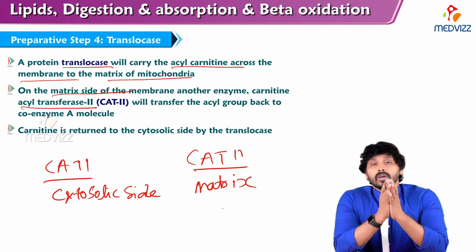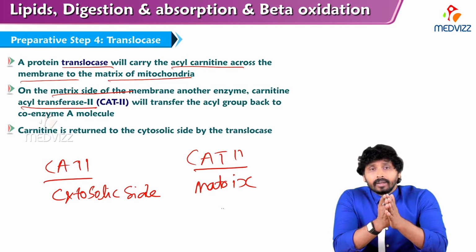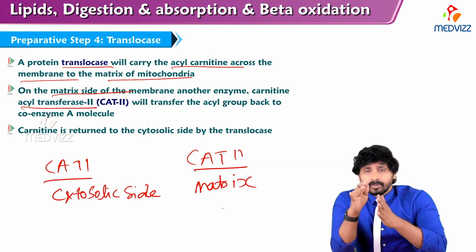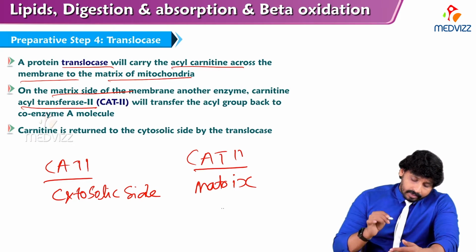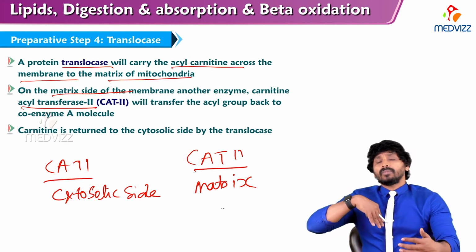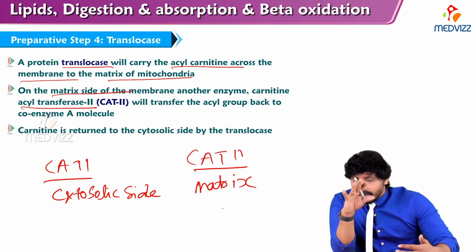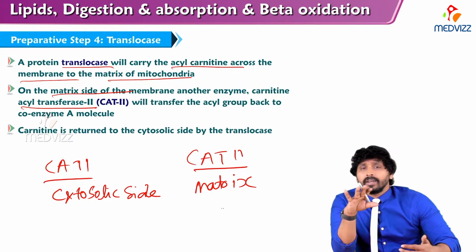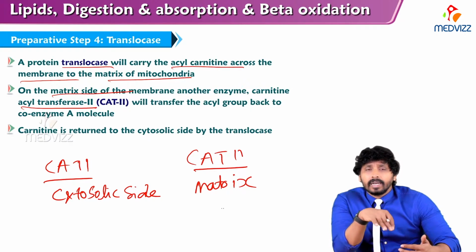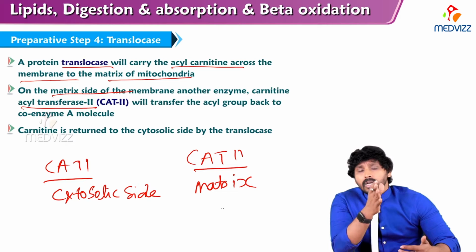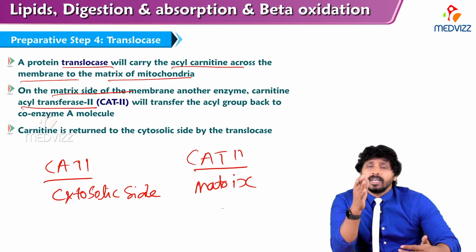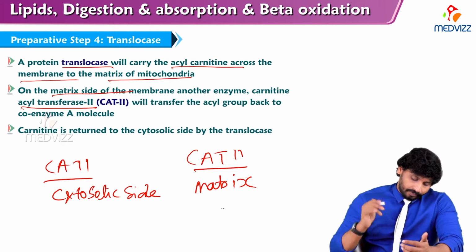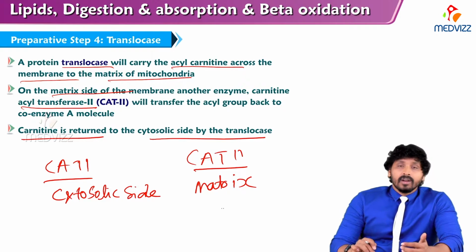So Cat1 is involved in making acyl-carnitine. Whatever acyl-carnitine is formed on the cytosolic side of the mitochondrial membrane will be transported to the matrix of the mitochondria by Cat2, the enzyme carnitine acyl transferase 2. After transporting, carnitine will be removed from the acyl-carnitine and the regenerated carnitine will be sent back to carry one more acyl-CoA. As you remove carnitine, the acyl part again accepts coenzyme A and forms acyl-CoA. So carnitine is returned to the cytosolic side by translocase.